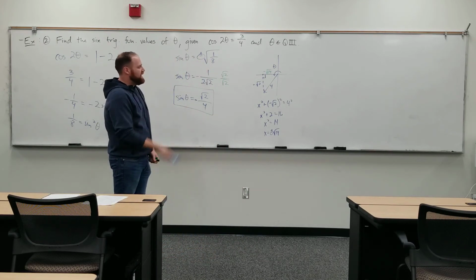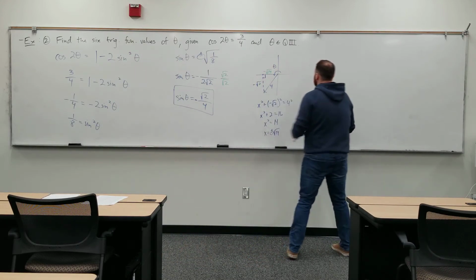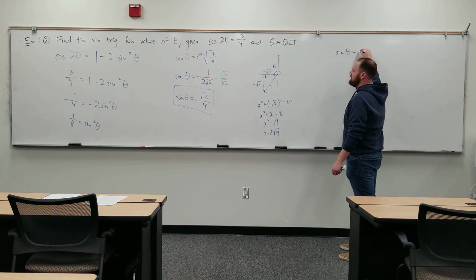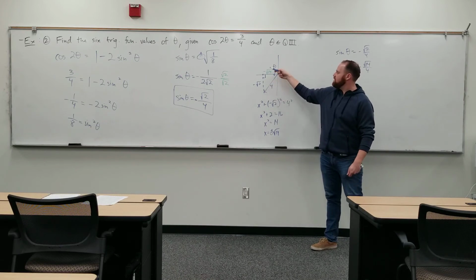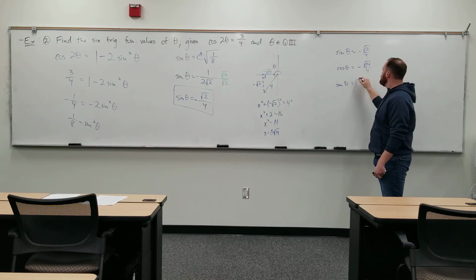Okay, and now we get all the 6 trig functions for free, right? We already wrote down sine theta, but we can say sine theta is negative root 2 over 4. Cosine theta is negative root 14 over 4. Tangent theta is opposite over adjacent, so negative root 2 over negative root 14.